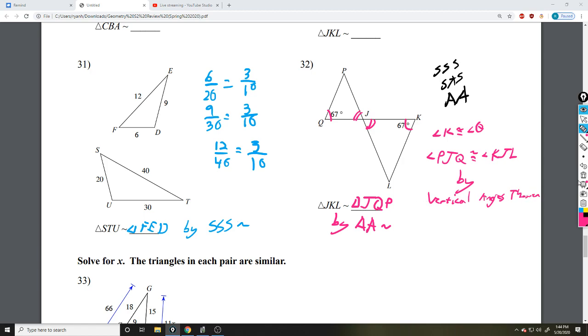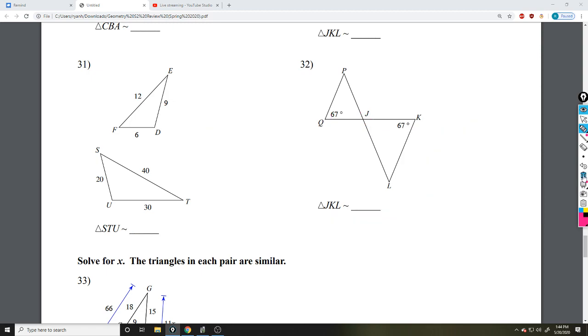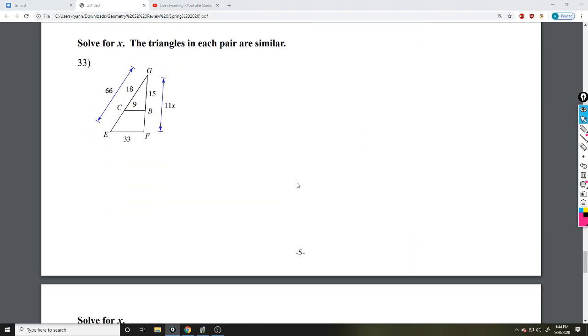All right, next. Little bit more with similarity. Solve for x. The triangles in each pair are similar. Here we go. All we're doing here is we're setting up our proportions. So we have the triangles here are similar. The triangles that we have are this small triangle here, and then the entire triangle, which I'll put in blue here.